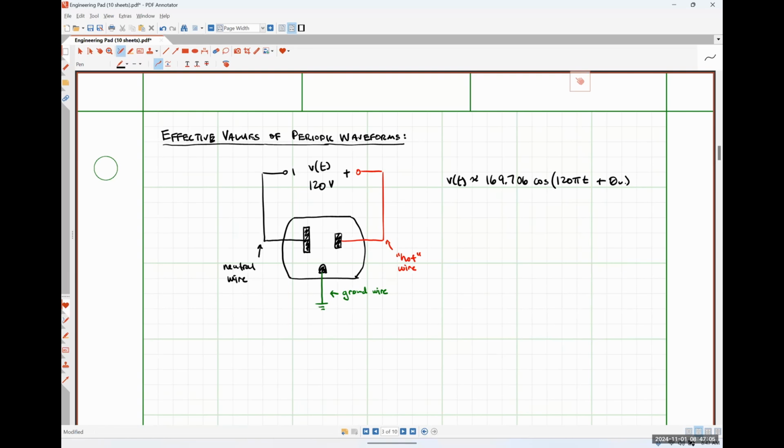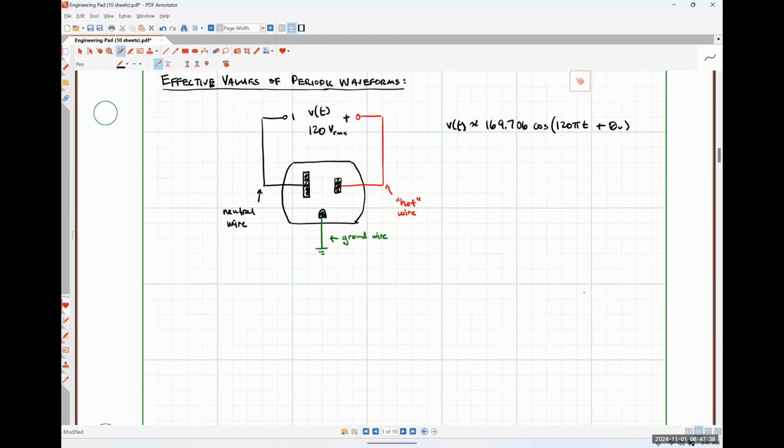Okay, so that's the question that we're going to answer here really quickly. So this 120 volts is correct if we are considering this to be what's called an RMS voltage. RMS stands for root mean squared, and those are literally the mathematical steps that we are going to apply to that time domain voltage to get that 120 volts. So let me now explain what an effective value actually is.